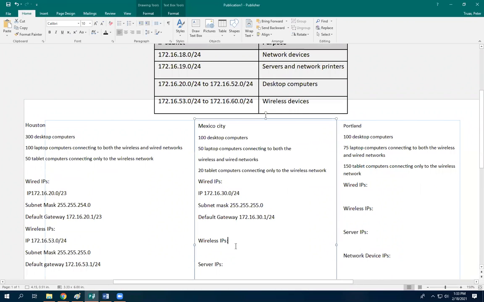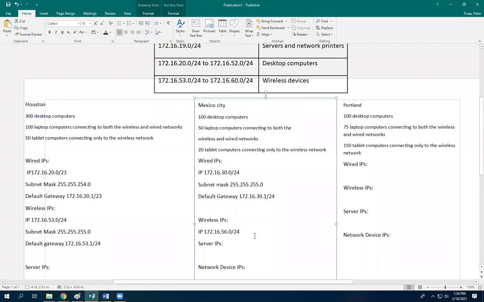And then wireless IPs, we'll do... actually, we really didn't get into that much. What do you guys think? I'm thinking since we're going to need up to 60 for Portland, and we're starting at 53 over here in Houston, what do you think about 56? Does that sound like a good number for you guys? Does that make sense at all? That way I've got some extra room here, as well as Portland. In fact, for Portland, I might use 59.